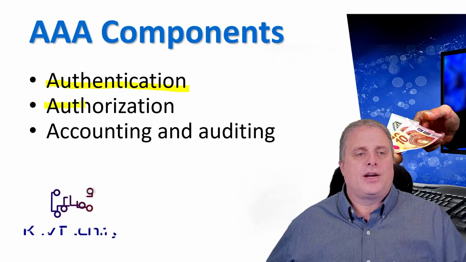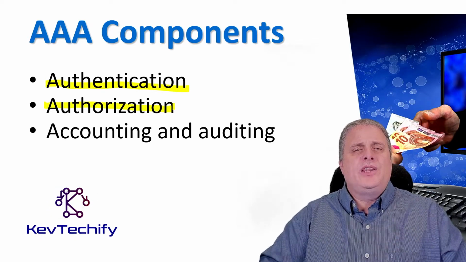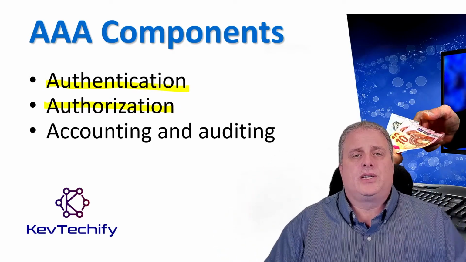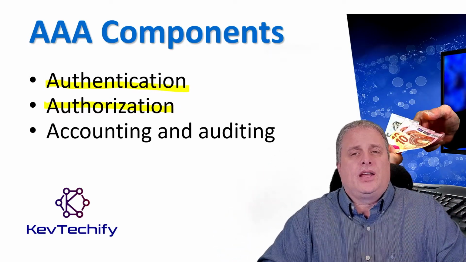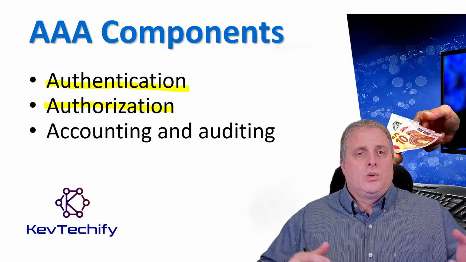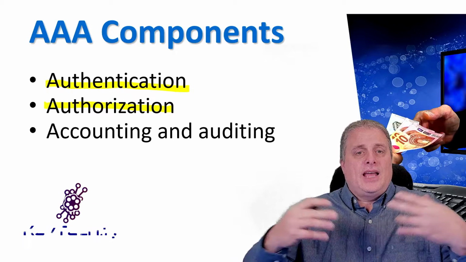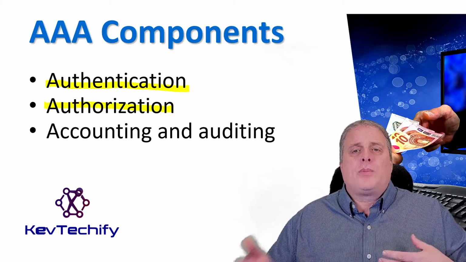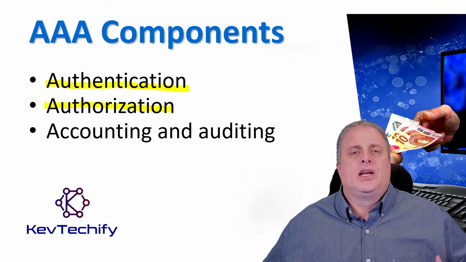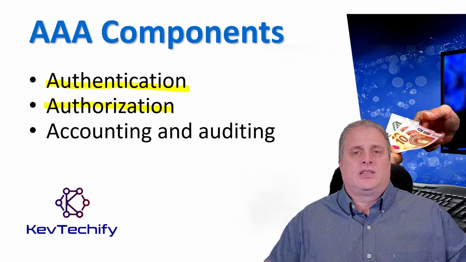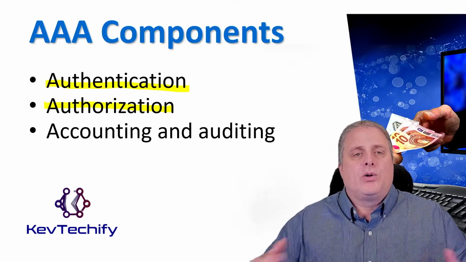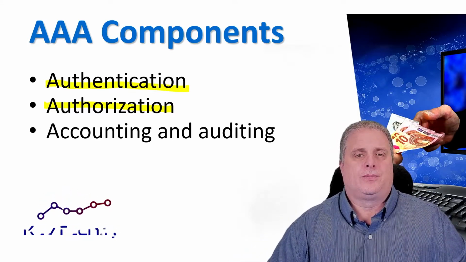Then we have authorization. After the user is authenticated, so we did authentication first, now we're on authorization. After that user is authenticated, authorization services determine which resources that user can access, and which operations that user is allowed to perform. An example here is the user of student can access host server XYZ only using SSH. That would be an example of authorization.